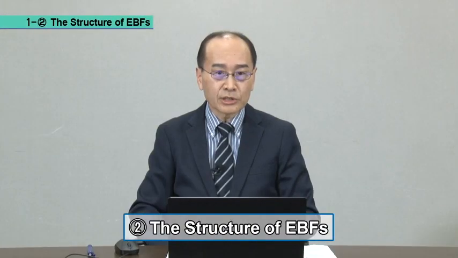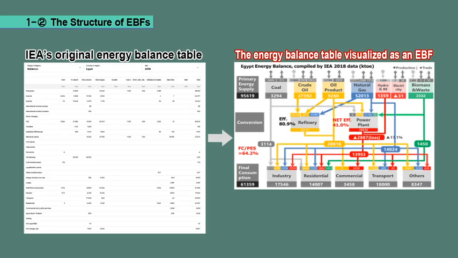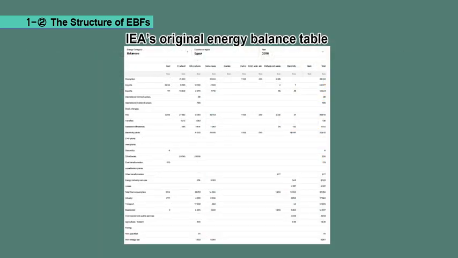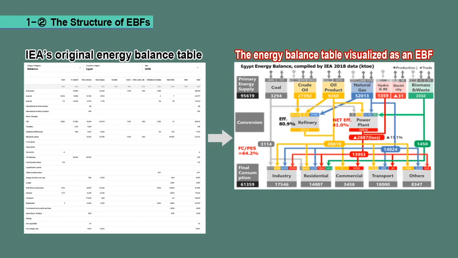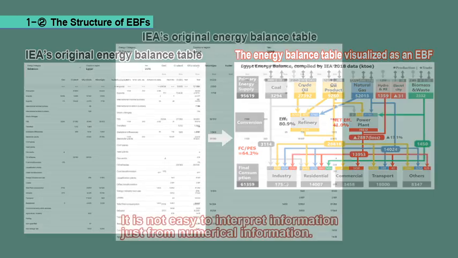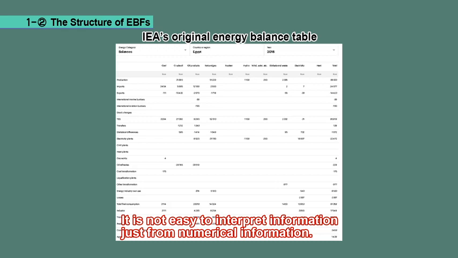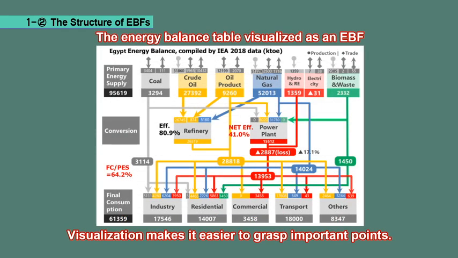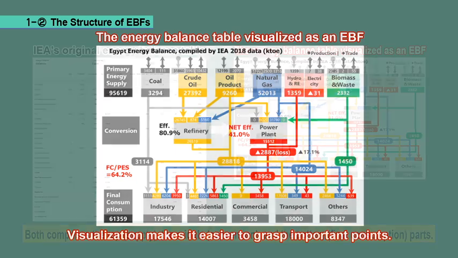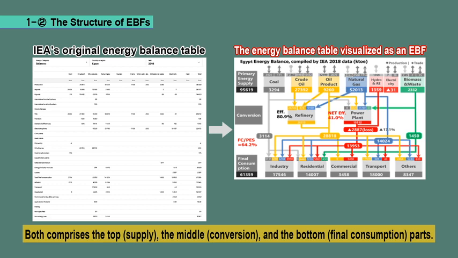Next, let me explain the structure of EBF. The table on the left is from the IEA. This is the 2018 data for Egypt. The IEA website has tables like this for many countries. When visualized, the table looks like the figure on the right. Numerical information cannot be easily interpreted, but visualization as a figure makes it easier to grasp the important points. The structure of the IEA tables and EBF are basically the same.